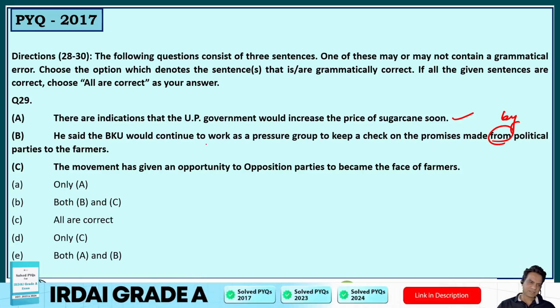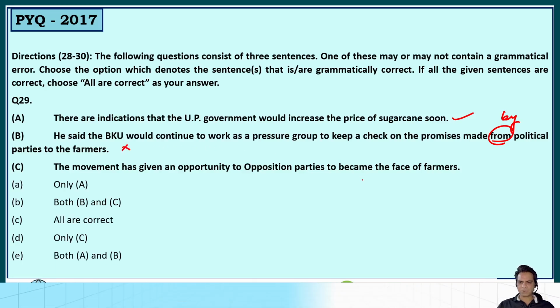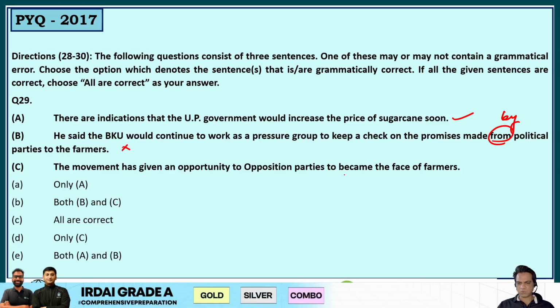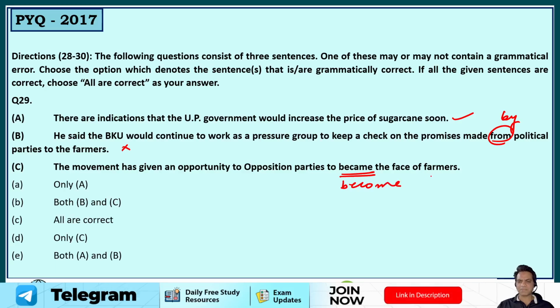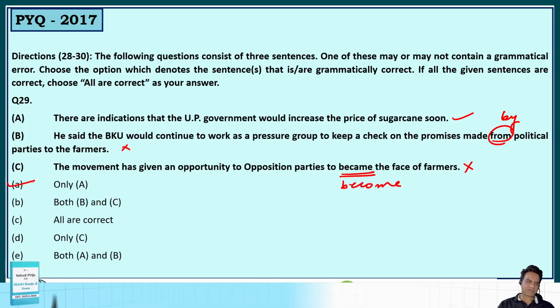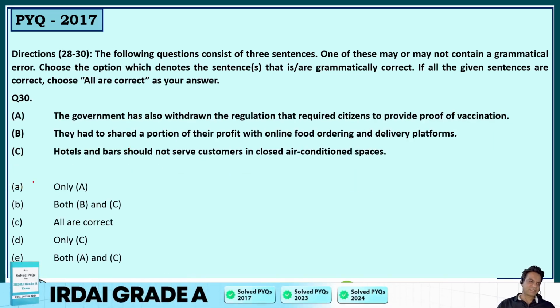The movement has given an opportunity to opposition parties to became the face of farmers. This is incorrect. No, guys. To is followed by the first form of the verb. So to become the face of farmers, not became. So only A is correct. Option A is your correct answer. Chalo guys, next question, question number 30.